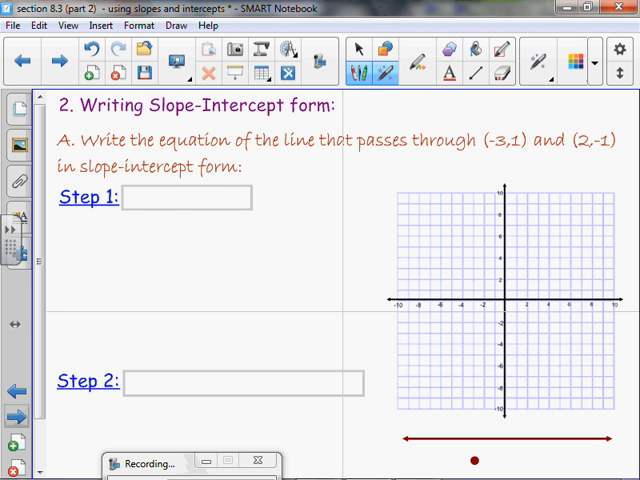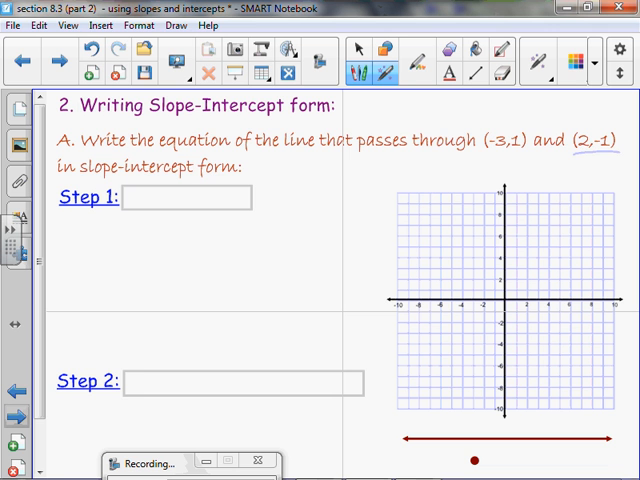Okay, we've got 7 minutes left to finish this video. Okay, we're going to write slope-intercept form. What we want to do is write the equation of the line that passes through negative 3, 1, and 2, negative 1. And I want to write it in y equals mx plus b form.